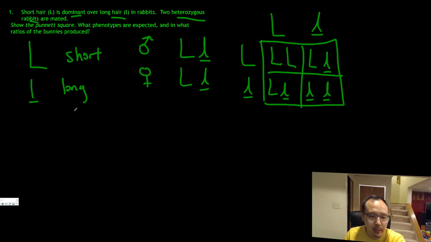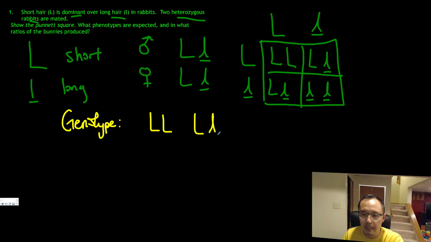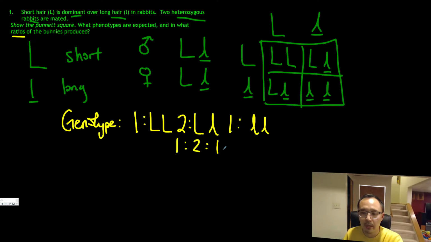So what's my genotype? So my genotype is looking at all the letters. LL, uppercase, lowercase, and lowercase, lowercase. If we were to look at the ratios, how many out of the 4 do we have? Well, 1 out of 4 will be uppercase, uppercase, or homozygous dominant. So I'm going to put 1. And then for this one, I have 2 out of the 4. I'm going to put 2 here. And then 1 over here. So the ratio is actually just 1, 2, 1. So then you can see that's the ratio of my genotypes.